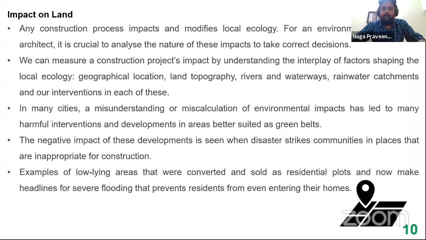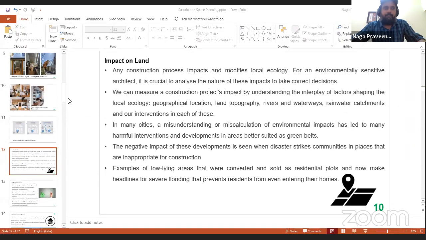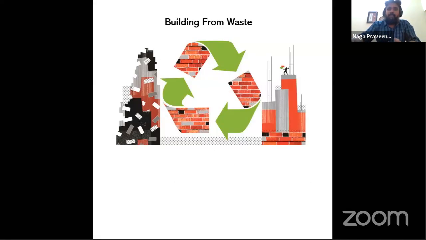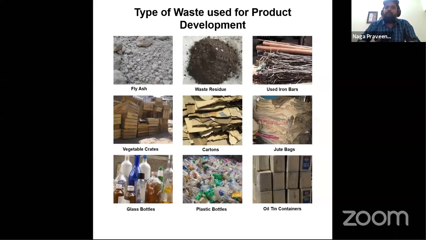One major example that I want to show is in terms of materials. These are examples from my practice. Usually, we don't go for new materials or factory-derived products. Our practice has been concentrating on using waste materials such as fly ash, used iron bars, used vegetable crates, or plastic.